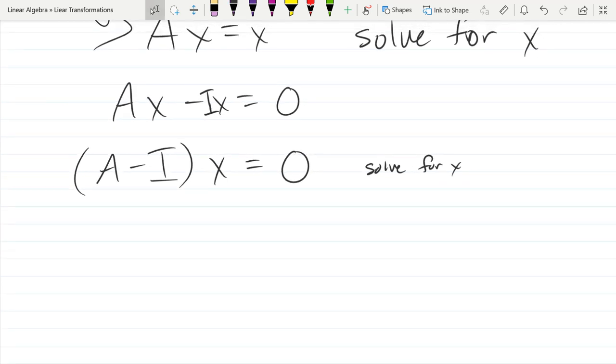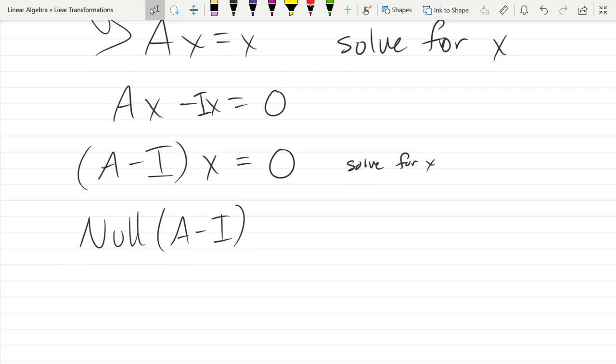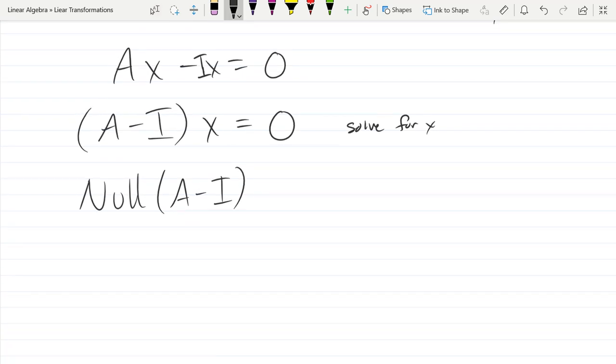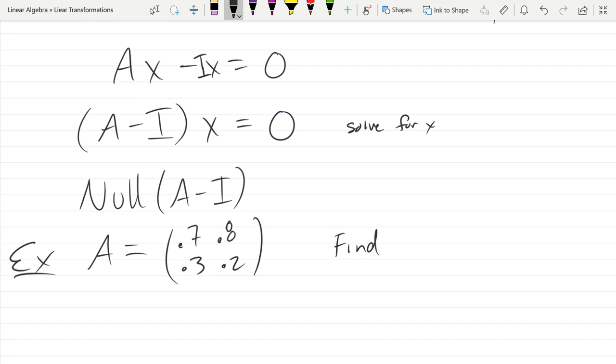And what we're looking at is the same as the null space of A minus I. That's all we're going to find. So that is a problem we have solved before many times. So let's see, I'm going to write that A matrix that we were working with before. We're going to see if we can find the null space of that A minus identity. Unfortunately, there's going to be some decimals hanging around, but let's see if we can get through it. So in our example, our A was 0.7, 0.3, 0.8, 0.2. So I'm going to find null(A minus I).